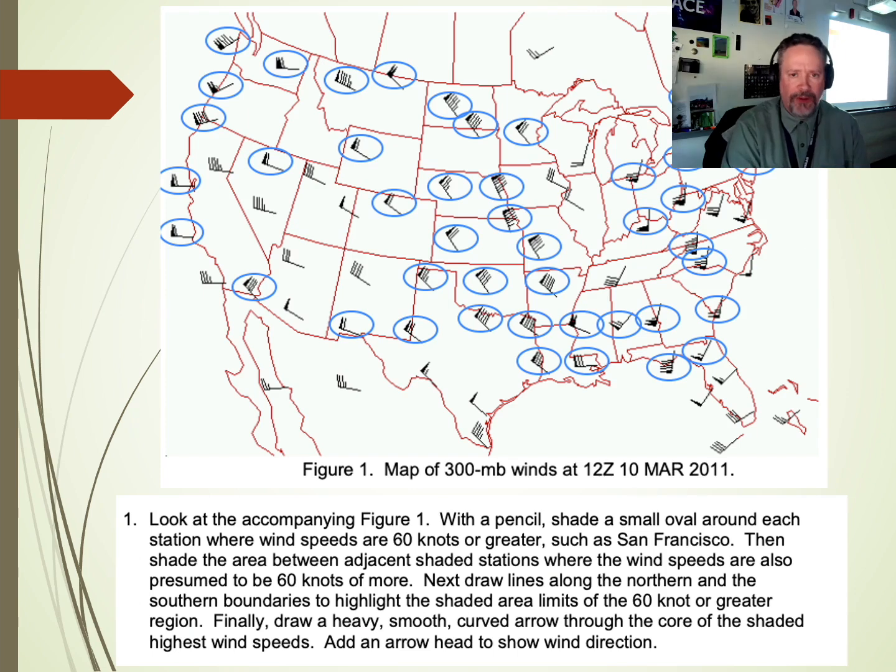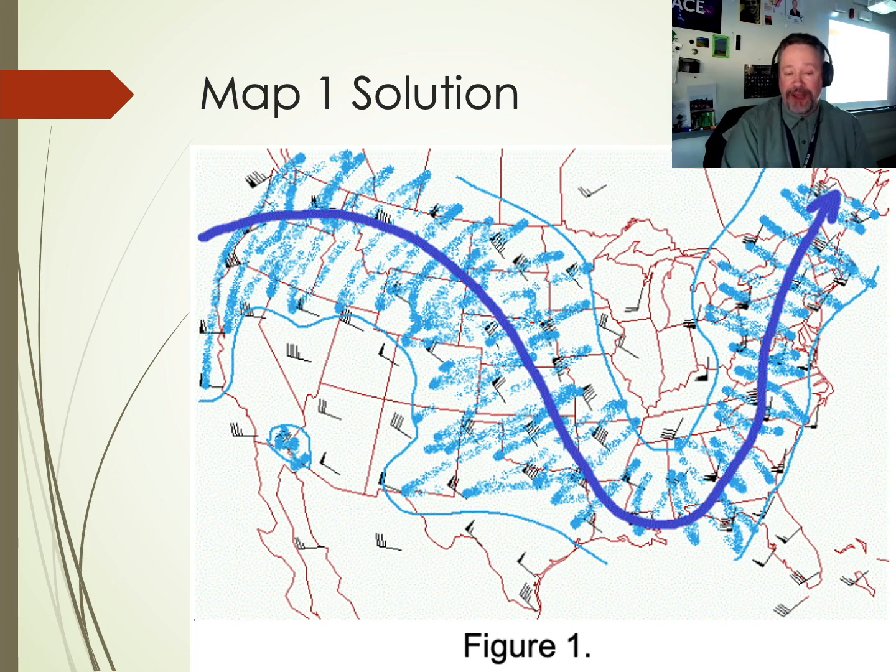So let's circle all of the winds that are 60 knots or greater with a pencil. Blue pencil is nice because it stands out real well. So any wind measurement at this level that has a triangle plus one 10-knot line will circle, and we get this. If you then shade in the top boundary of that, and when I say top boundary, I mean the northern boundary of that and the southern boundary of that, and then shade that in, you can see that you have a very wavy pattern. This is the jet stream for the United States at this time, and the blue line is the specific jet stream.